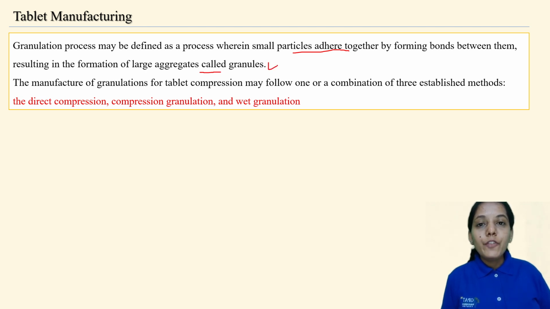Generally, if your drug does not have a good flow property, then we convert it into granules. Granules are circular, spherical in shape, so they have a good flow property. That is the reason we generally use granules. The manufacture of granules for tablet compression may follow one or a combination of methods. The methods are direct compression, without any formation of granules, compression granulation, also known as the dry granulation method, and wet granulation. These three methods we are going to see in depth in today's class.